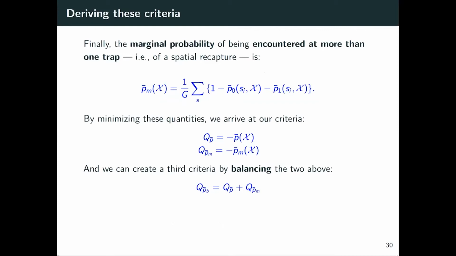So QP bar M is just, you take the negative of P bar M, and for QP bar, you just take the negative of the P bar quantity. Essentially this is akin to just minimizing the negative instead of maximizing the positive. We can also create a third criterion by balancing these two objectives explicitly, which is an interesting thing because we're talking about how for oSCR, you need to maximize the number of captures, but also the number of spatial recaptures. And that's something we're starting to try to get at here with the QP bar B criterion. So these are the 3 criteria to keep in mind going forward.